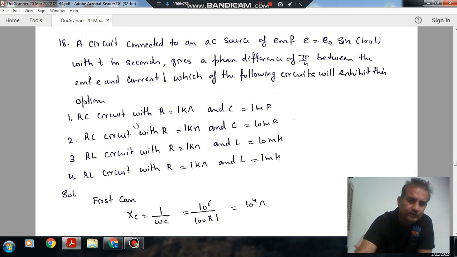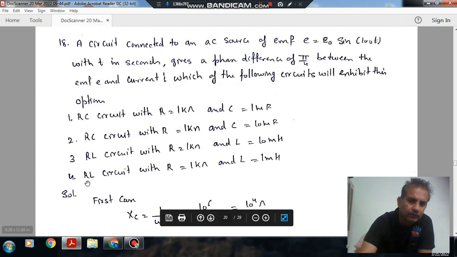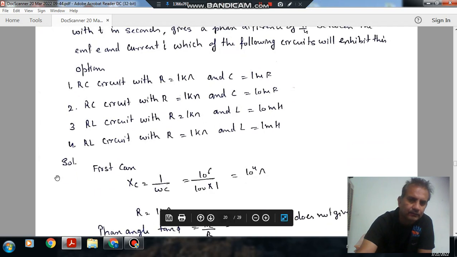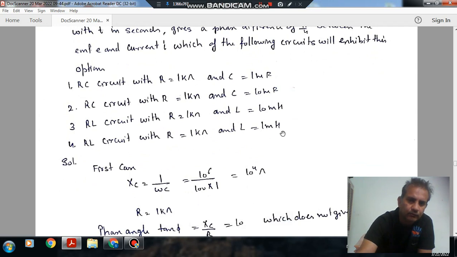Option 1: RC circuit with R equal to 1 kilo ohm and C equal to 1 microfarad. Option 2: RC circuit with R equal to 1 kilo ohm and C equal to 10 microfarad. Option 3: RL circuit with R equal to 1 kilo ohm and L equal to 10 millihenry. Option 4: RL circuit with R equal to 1 kilo ohm and L equal to 1 millihenry.